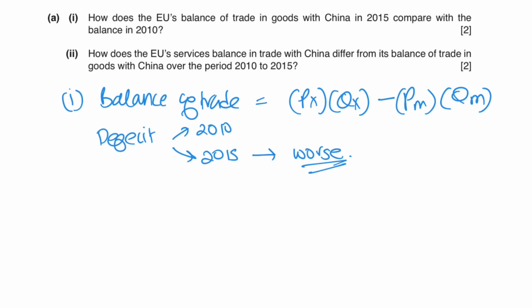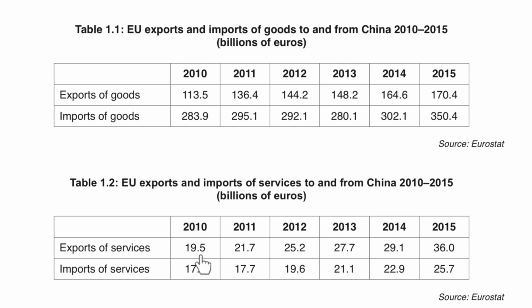So let's look at the second part of this question. It says, how does the EU services balance in trade with China differ from its balance of trade in goods with China over the period 2010 to 2015? So it's basically asking you to compare the balance of trade of services with that of the balance of trade of goods. So we already decided that the balance of trade of goods is a deficit that's gotten worse. But let's look at the table and see what the balance of trade of services is like. Now, according to the table, the export of services has always outweighed the imports of services, and this is great for an economy.